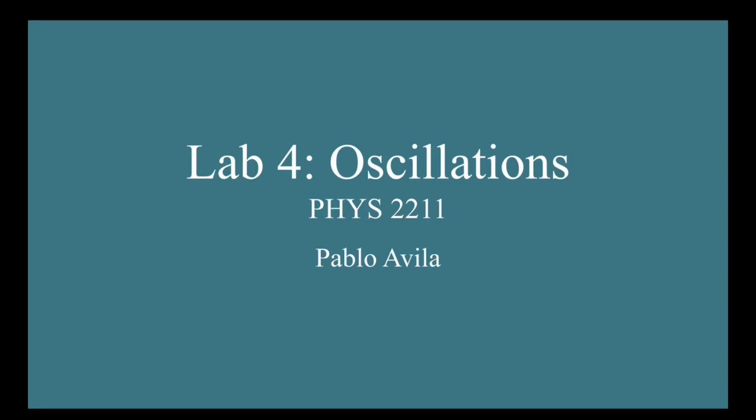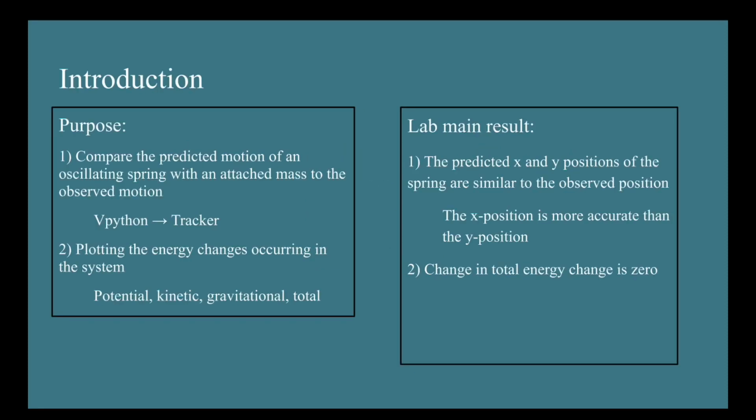Lab 4 Oscillations. The purpose of today's video is to compare the predicted motion of an oscillating spring with an attached mass to the observed motion. To do so, we will gather data from VPython and Tracker. Next, we will plot the energy changes occurring in our system, including spring potential, spring kinetic, gravitational potential, and total energy.